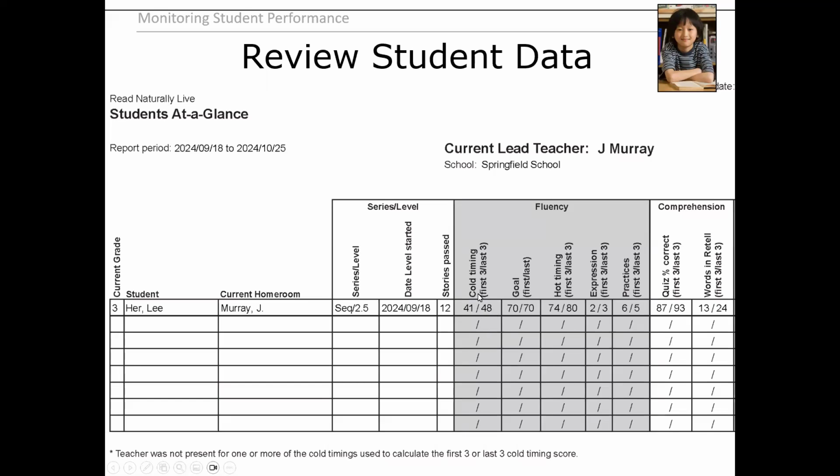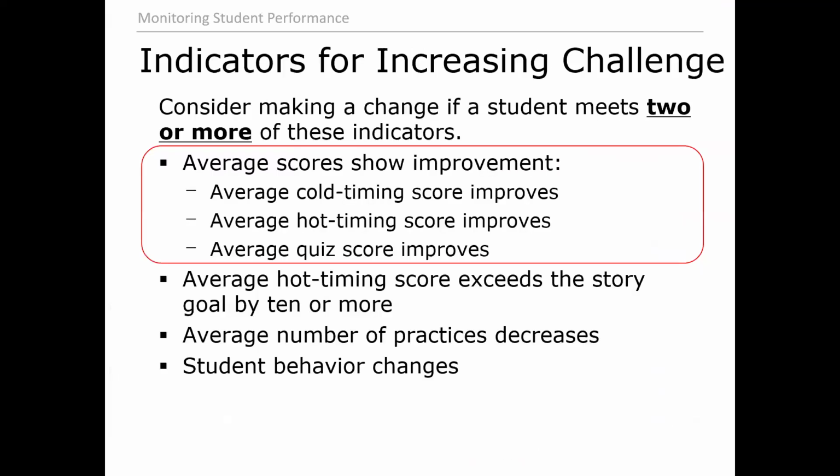If you take a look at this heading that's written vertically, you'll notice in the parentheses under the cold timing heading, it says first 3 forward slash last 3. So the first 3 they completed in that level and the most recent 3 they completed in that level. So what you're doing when you're keeping students challenged is you're taking a look at where they started and where they are now. And you're asking yourself, are they ready for more of a challenge? Have they made progress in enough areas for me to think that they can handle something more challenging?